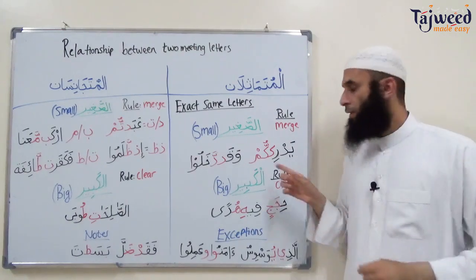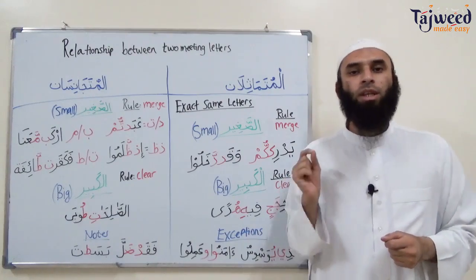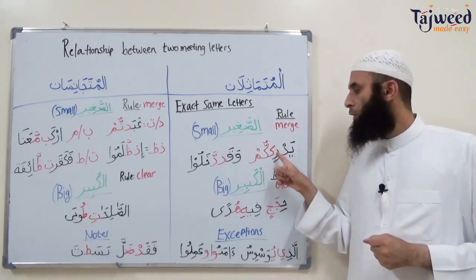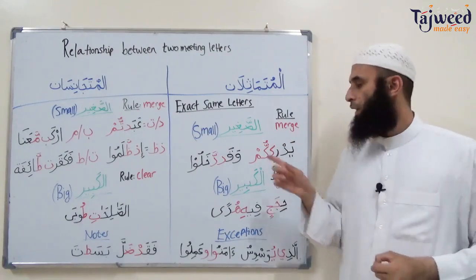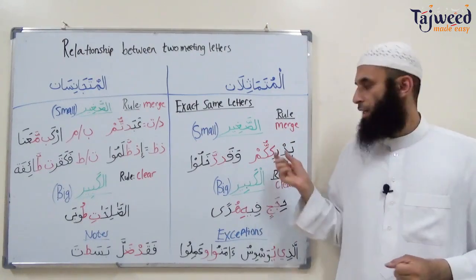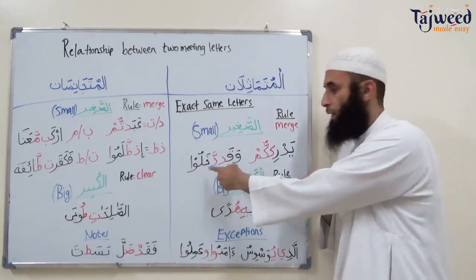For example, we have here yudrikkum. We don't pronounce it as separate letters, yudrik-kum. We pronounce it as yudrikkum. So this kaf enters the other kaf, and you normally find the shadda on the second letter. So yudrikkum.